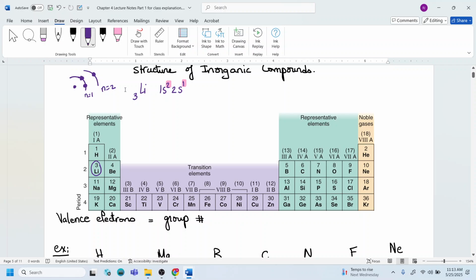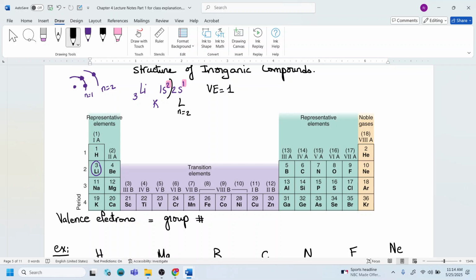Now there is no shell after the n equal to 2 that is filled. So the outermost shell for lithium, which is the last shell farthest from the nucleus, is n equal to 2. And this shell is very important because the electrons on it are responsible for lithium making bonds with another atom. So this is why we care about the valence electrons. The K shell, n equal to 1, is completely filled, and the L shell, n equal to 2, is not filled and has 1 electron. So lithium has 1 valence electron.